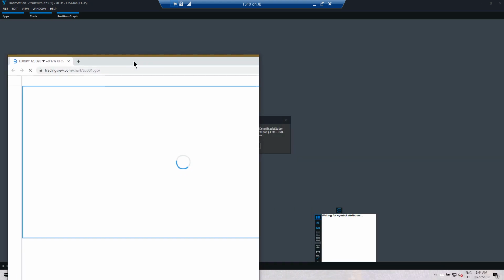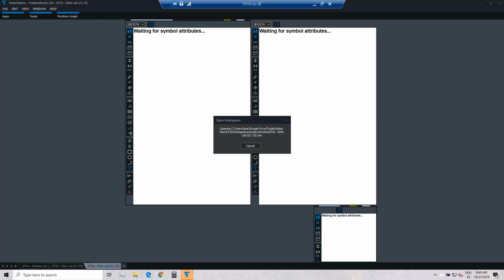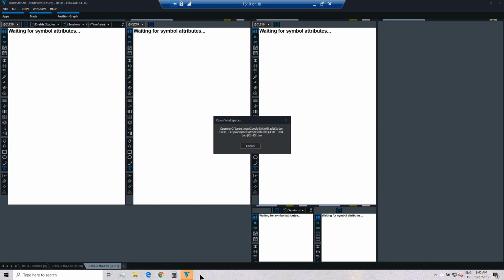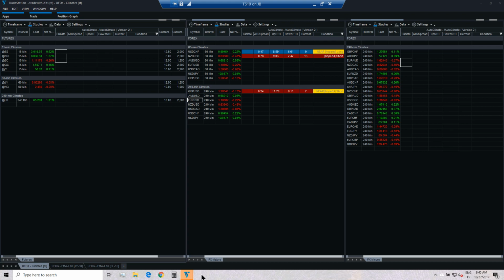Okay, so here is TradingView. Here we go. And here is TradeStation, which is loading. Actually, I gave a lot of work to TradeStation to load multiple workspaces at the same time, in which we are running the scanner. So it's taking a little bit of time, but it should be ready in just a moment. Okay, good, perfect. So let's begin. Let's begin with futures, for example.